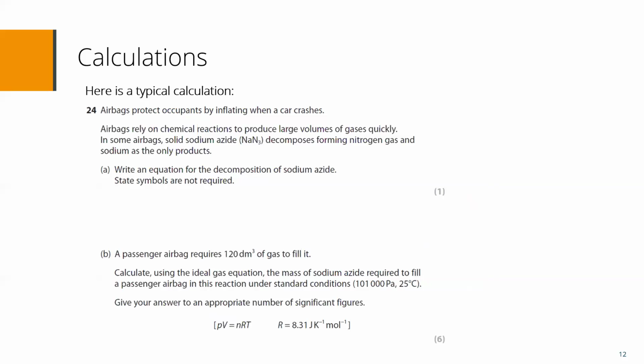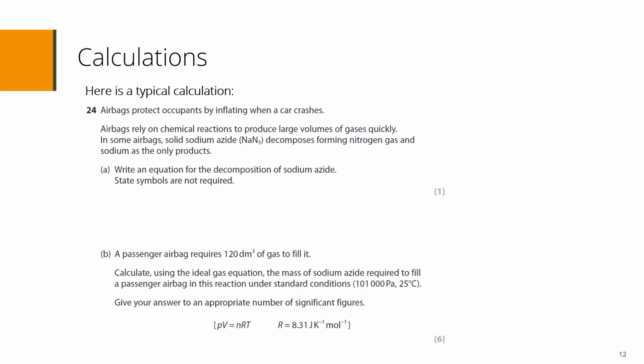Okay, there's a typical calculation. This is unusual because normally an equation would be given so that the examiners don't have to mark from an incorrect equation. But you'll notice on this particular instance, they ask for the equation first. So they write down an equation for the decomposition of sodium azide, and then they calculate from, oh, wait a minute, a passenger airbag requires 150 dm cubed. Oh, no, so they don't need the equation to answer that next bit.